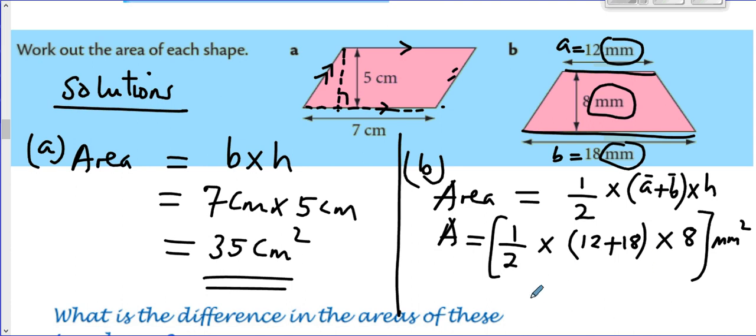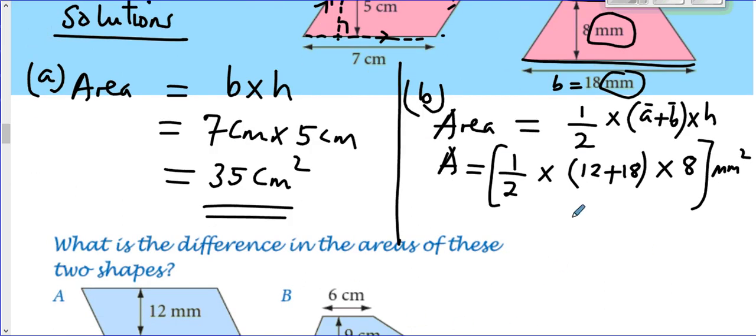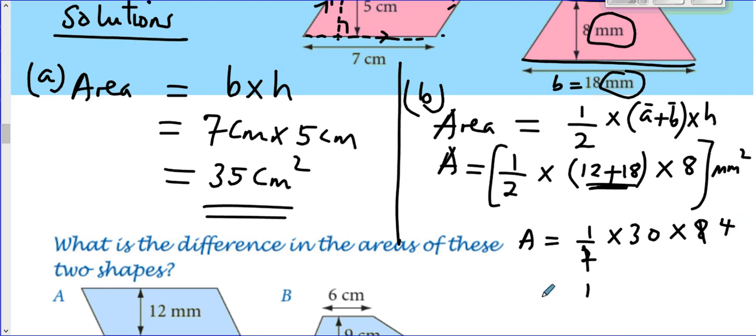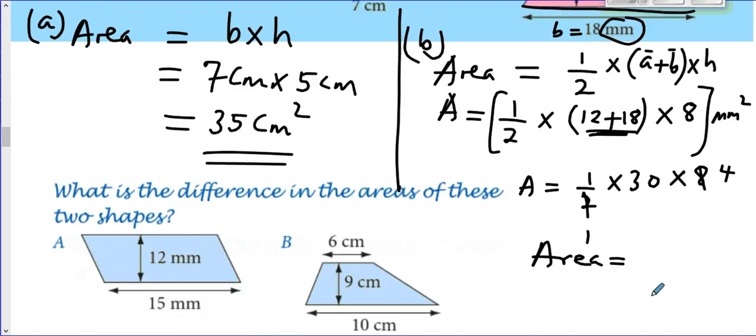Now how do we work this out? It's easy. You just write area equals 1 over 2 times. First add these two numbers, 12 plus 18, that is 30. Multiply by 8, so you simplify by 2, this is 1, by 2, this is 4. So area will be equal to 30 times 4, which is 120 millimeters square. Okay, so that is the area of a trapezium.